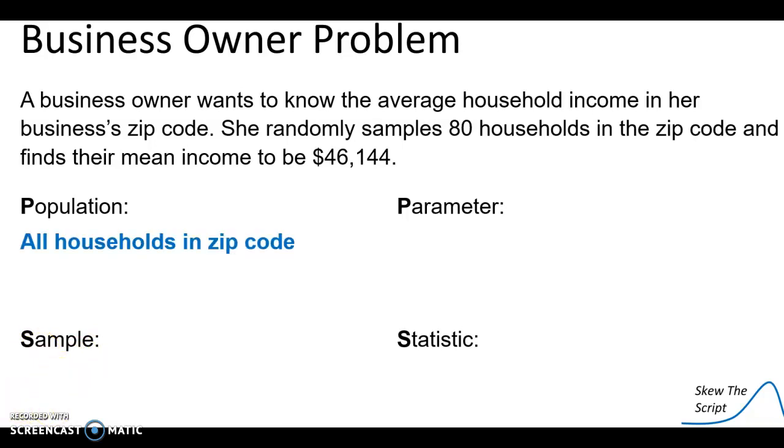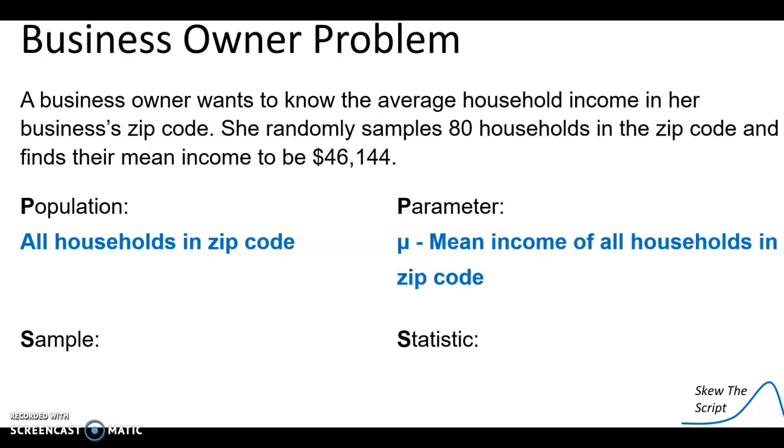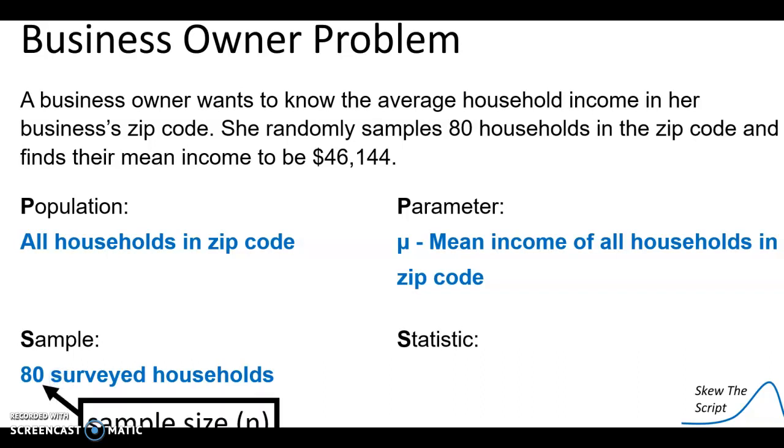Our population represents all of the households in the zip code. Our parameter will be mu, our mean income of all households in the zip code, and that's what we want to find. But we're going to find it by gathering a sample. Our sample is the 80 surveyed households, right? Our sample size, our N, is 80. And finally, from that sample, we will get a statistic, our X bar, and that's what we're hopefully going to use to measure the population.